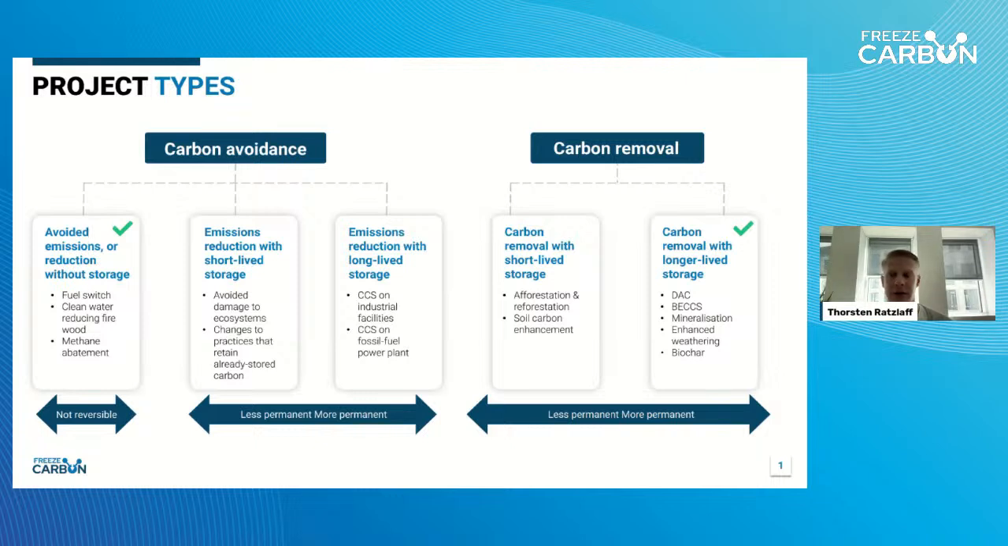And here under the bucket number 2 and 3, you see also a blue arrow, which shows less permanent on the left side and more permanent on the right side. And more permanent means the storage of these gases is longer term, more years than the other.